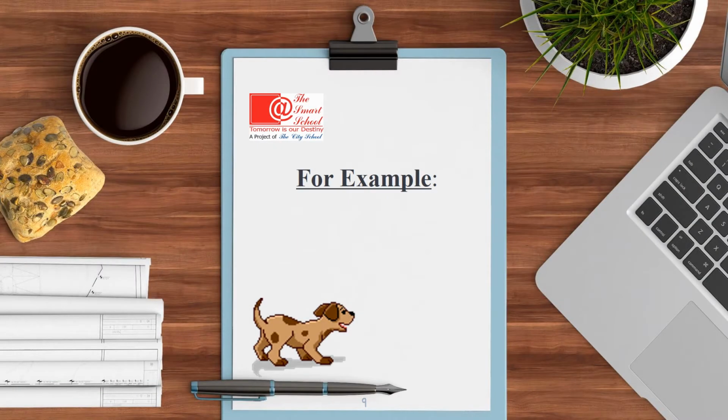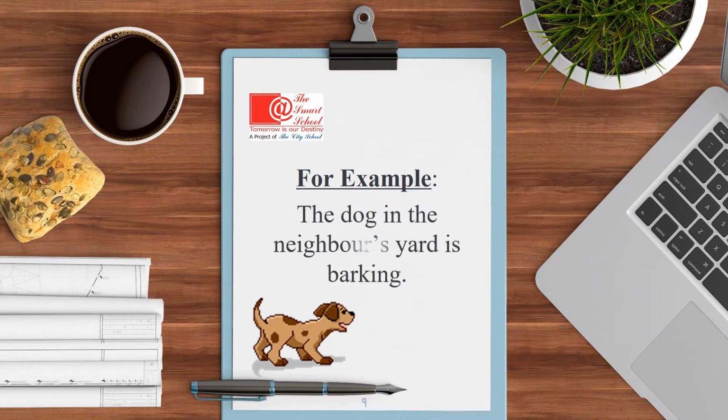Now, for example, look at this statement. The dog in the neighbor's yard is barking. Now this is a statement ending with a full stop, and here we get a certain piece of information that a dog in the neighbor's yard is barking. It's just giving you information about the neighbor's dog and what it is doing at the moment.